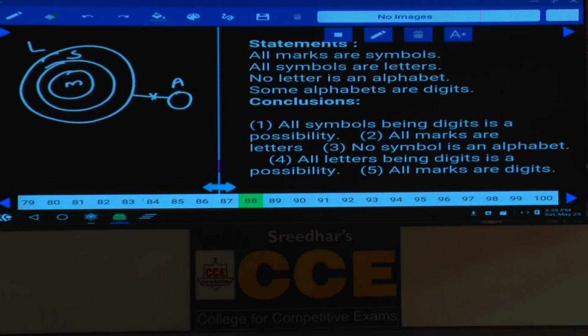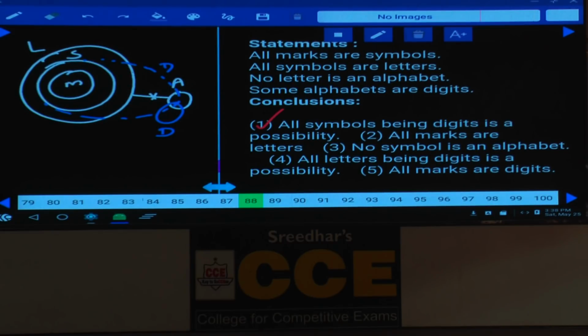Done. Hence the first one: all symbols are digits is a possibility. Now tell me whether all symbols are digits is possible or not. All symbols are digits means your diagram must be like this. No digit can be like this. Now tell me whether I can draw this digit like this or not. Yes, hence it is possible. As it is possible once, it can be true at least once. As it can be true, it cannot be 100% false.